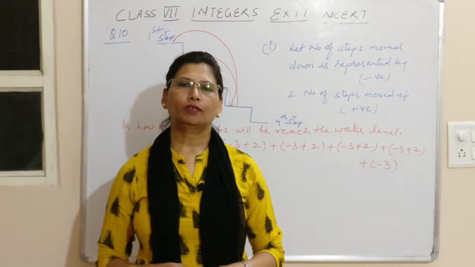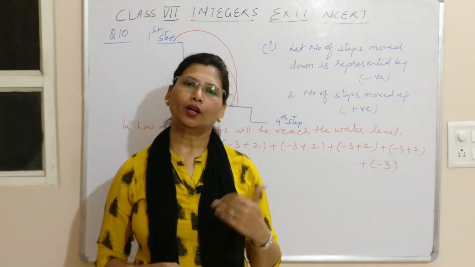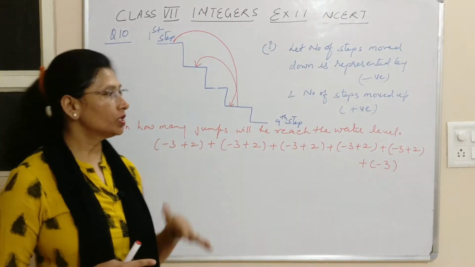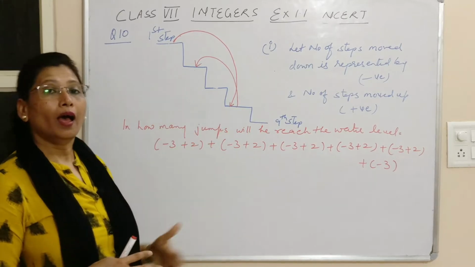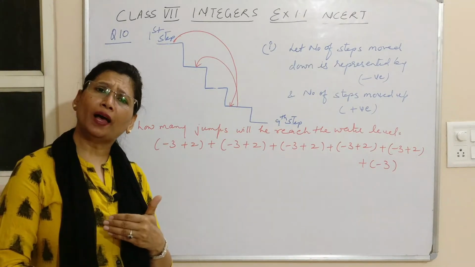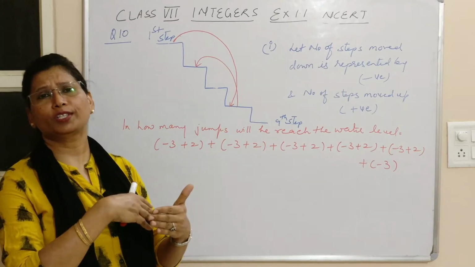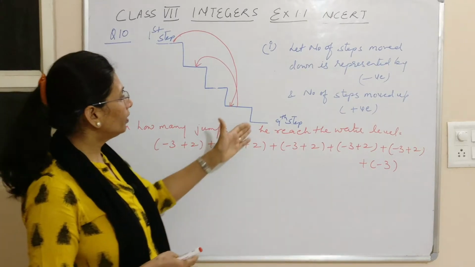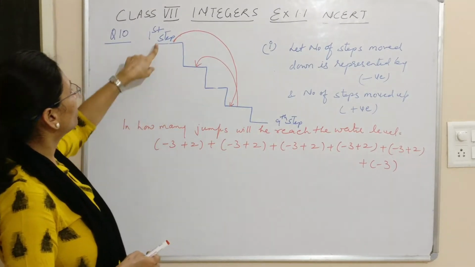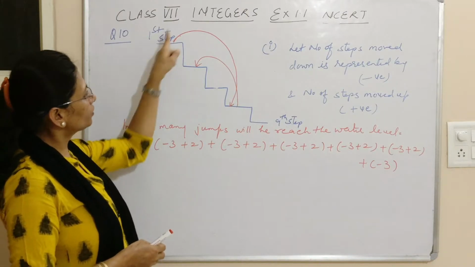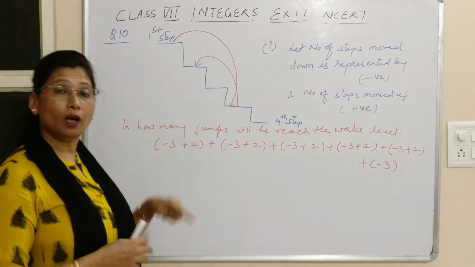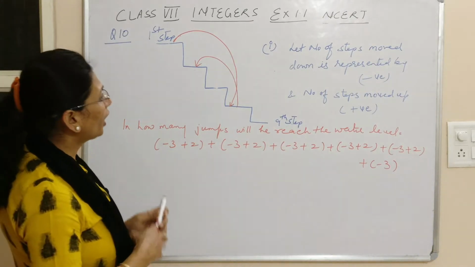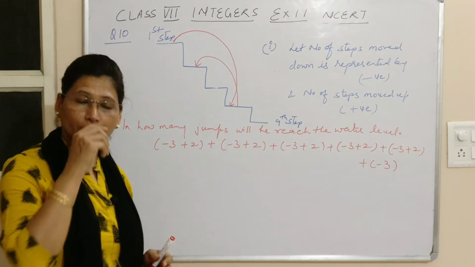Today I am taking the topic of integers, chapter 1, in continuation with the last question. It's a very interesting question about the monkey who jumps down and then comes back 2 steps. The purpose is to reach the water level, which is on the 9th step. Like here you can see the steps. The monkey is sitting on the first step and he jumps 3 steps down, then he comes back 2 steps up to reach the water level, which is at the 9th step. In how many jumps does he reach the water level? This is the first part.